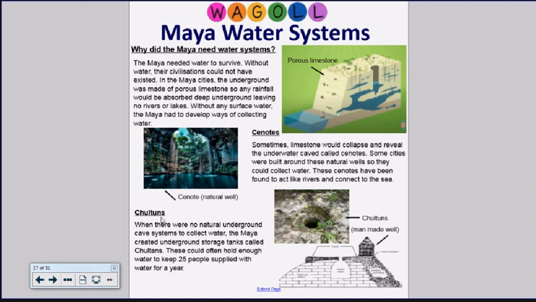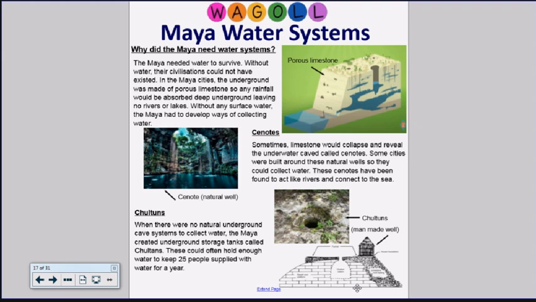And then obviously the choltons, which are man-made wells compared to the cenotes, which are natural. When there were no natural underground cave systems to collect water, the Maya created underground storage tanks called choltons. These could often hold enough water to keep 25 people supplied with water for a year. Okay, and then I've included what it looks like above the ground, just as a whole, and then how it's that bottle shape under the ground and stores all that water like a water butt.